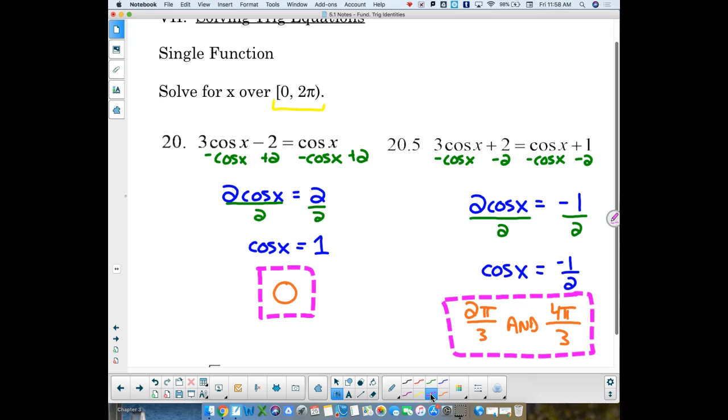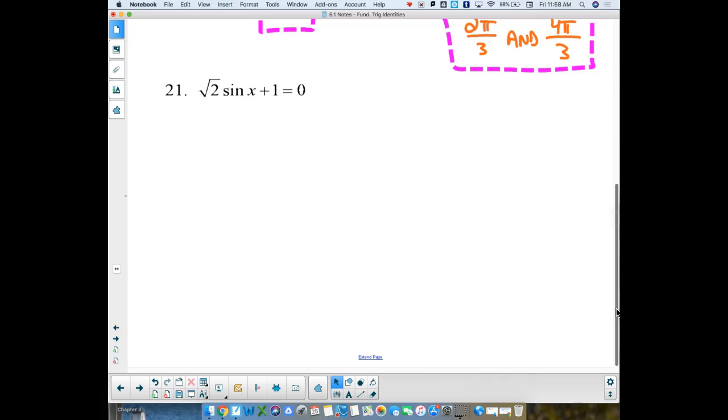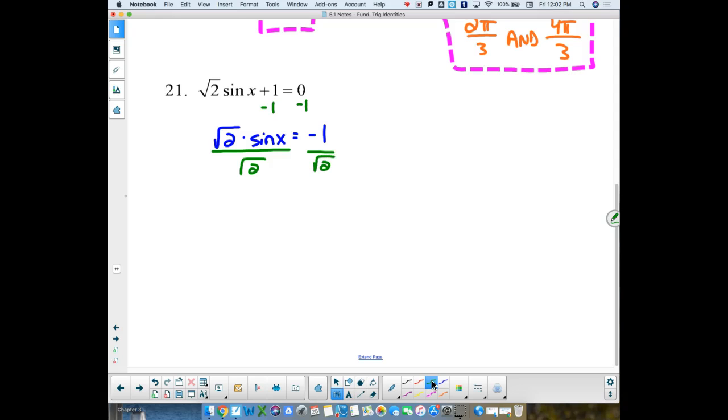Okay. What I'd like you to do now is solve that one. Square root of 2 times the sine of x plus 1. All right, so first off, I would subtract 1. That then gives me the square root of 2 times the sine of x equals -1. Then divide both sides by the square root of 2. Then that gives me the sine of x equals -1 over the square root of 2, right? Which is really negative square root of 2 over 2.